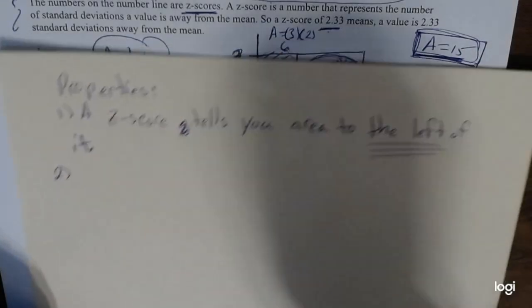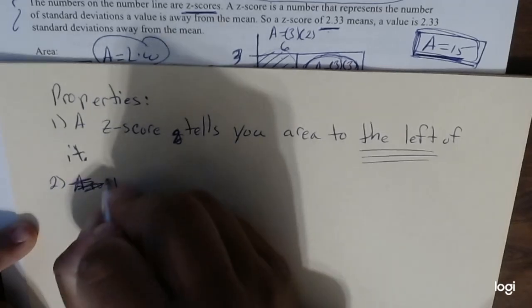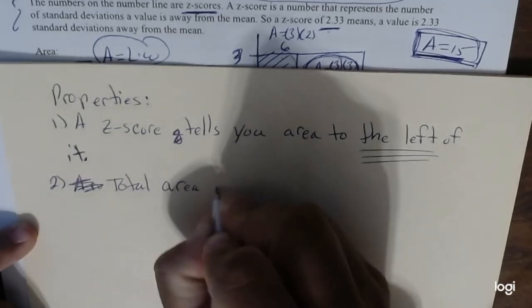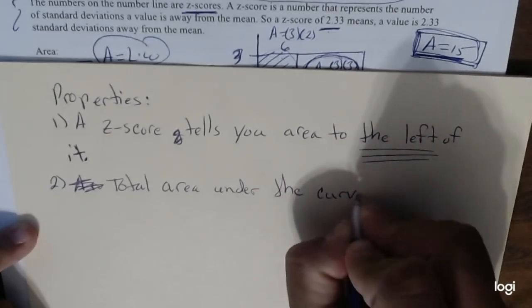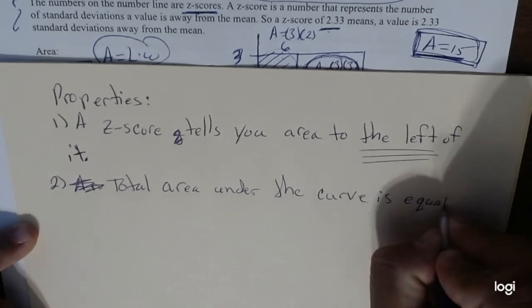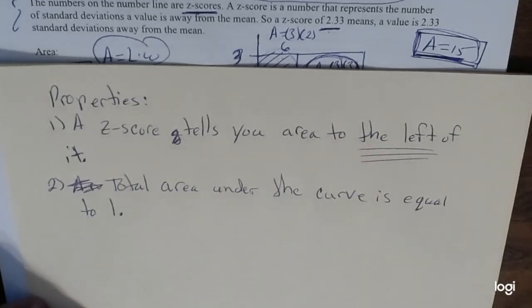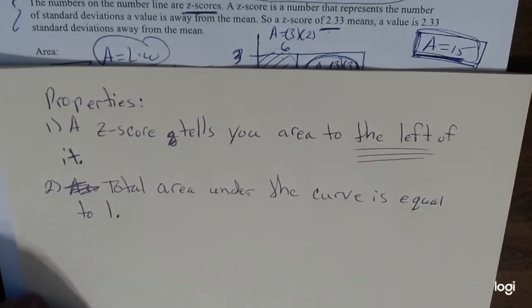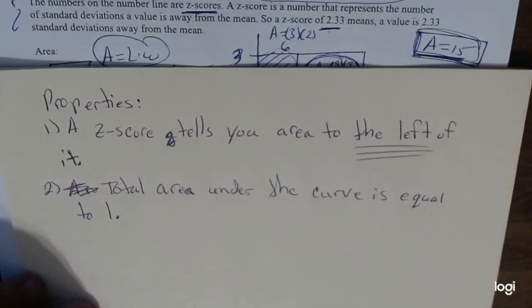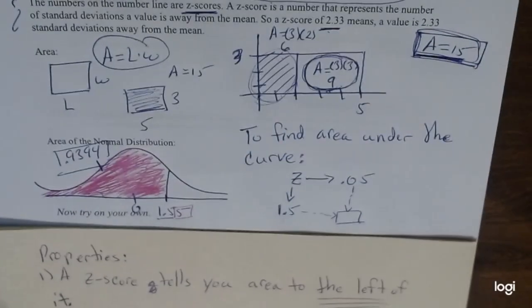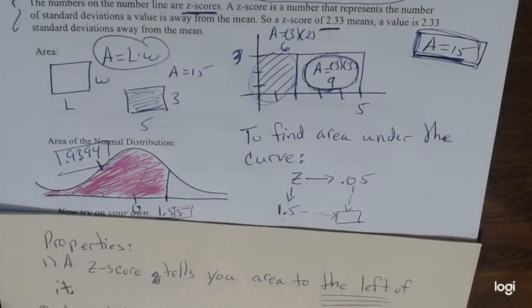Now, this is the second major part of the normal distribution. The total area under the curve is equal to 1. Nice and easy, 1, right? Because it's a probability, and we'll talk about that in a little bit as well. Which means if the total area is equal to 1, I can find the area to the right of it, because I know this plus this must equal 1. So now it becomes a straight algebra problem.